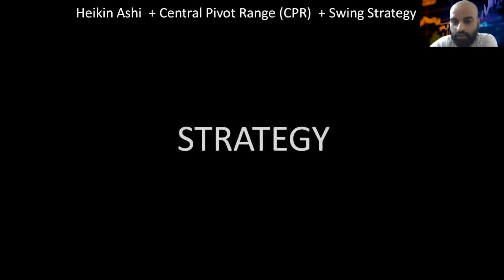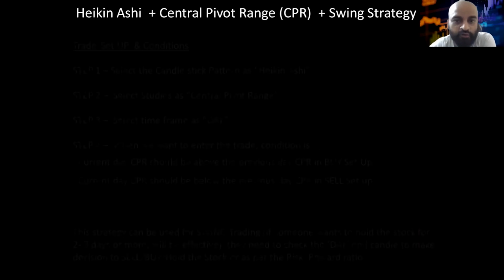So the strategy we are talking about today is Heikin-Ashi plus central pivot plus swing strategy. This is for somebody who wants to hold a stock for 2-3 days. They know the stock is doing well, and they want to enter it and hold for a couple of days or maybe more, as per their risk-reward ratio. This particular strategy will be very useful to know when to enter and when to exit. For that, we need to follow particular conditions. Let's see what conditions we need to follow.